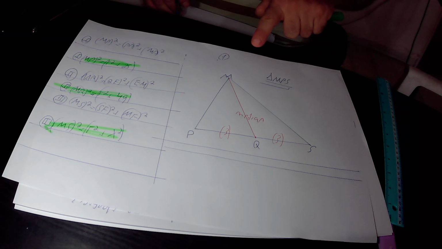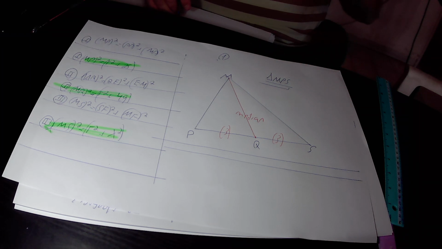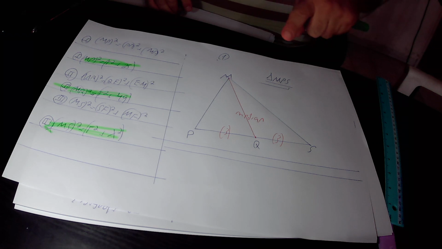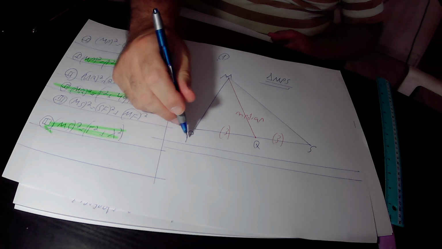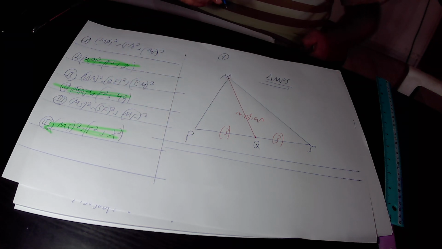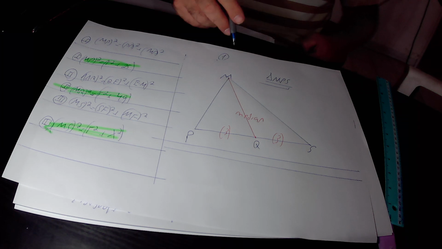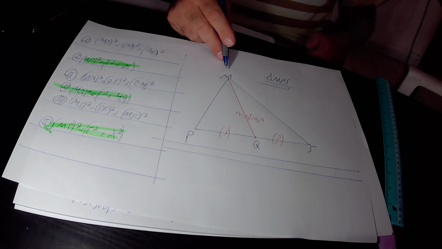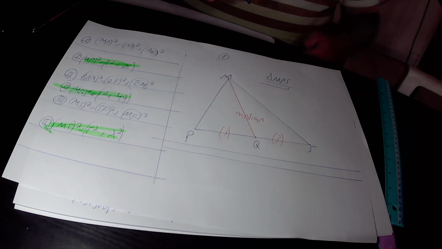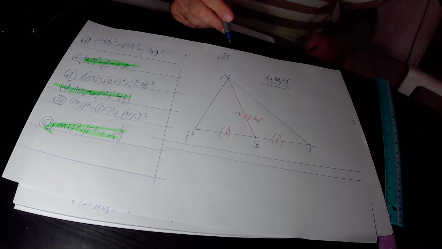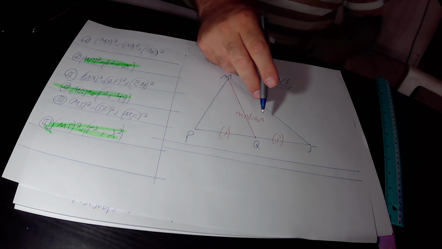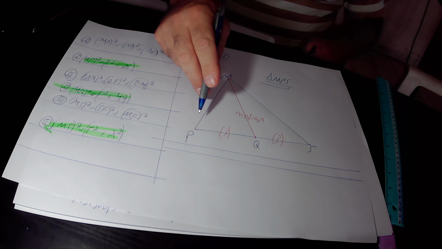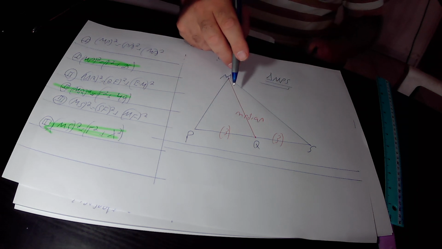The red line is line segment MQ. Line segment MQ is the median of this triangle MPS. The definition of a median is a line segment that connects the vertex of the triangle to the midpoint of the opposite side. In this triangle MPS, the median MQ connects the vertex M to the midpoint of side PS. The midpoint of side PS is Q.